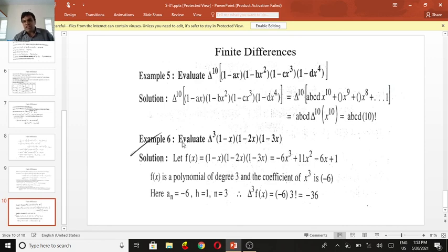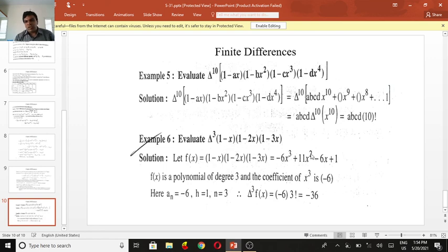Similarly, we come to a simple example. Evaluate del cube of (1 minus x)(1 minus 2x)(1 minus 3x). With the same formula, let this function be f of x. Let f of x equal (1 minus x)(1 minus 2x)(1 minus 3x). Expand the inside; the highest power is x cubed. The constant abc: a is 1, b is 2, c is 3, so abc is 1 into 2 into 3, which is 6. Minus into minus is plus, plus into minus is minus, so we get minus 6x cubed.